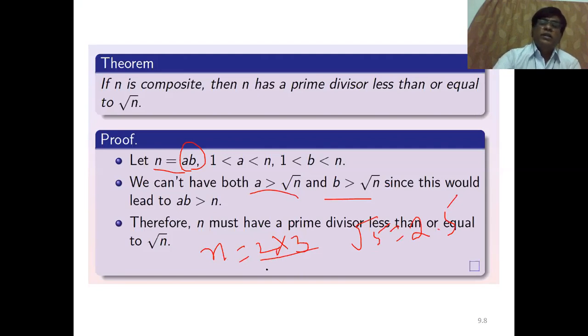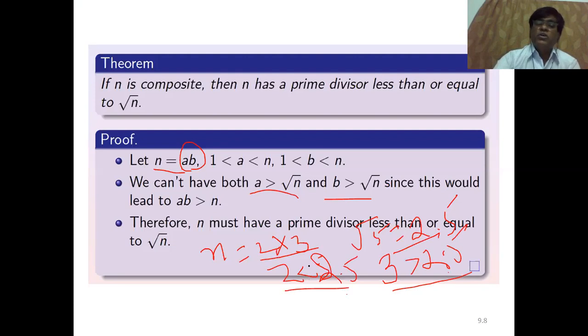So here 2 is less than 2.5, and 3 is greater than 2.5. So this 3 is greater than 2.5, but 2 is less than 2.5. It is not greater than. So here our proof is both a and b values should not be greater than the root n. At least one value can be less than, or one value can be greater than the root n.